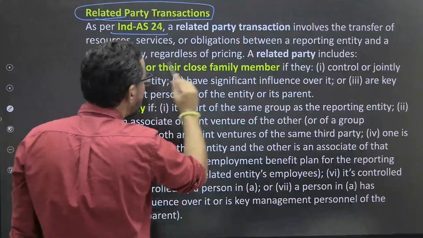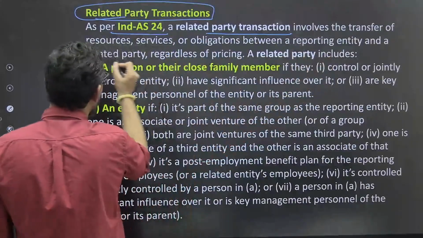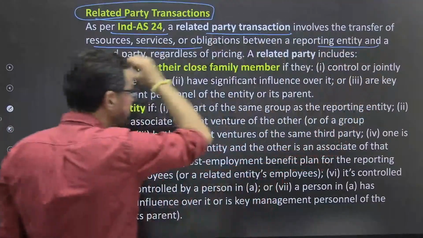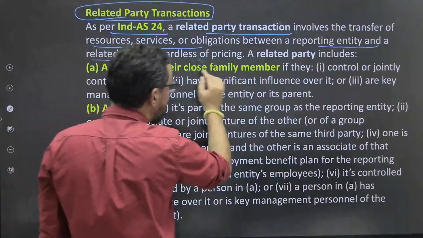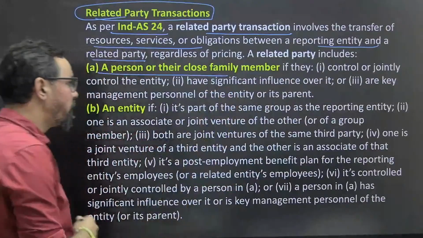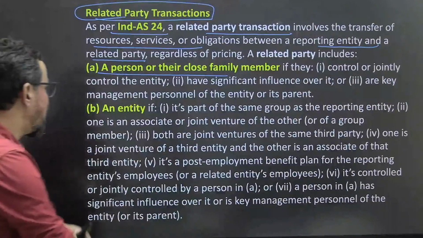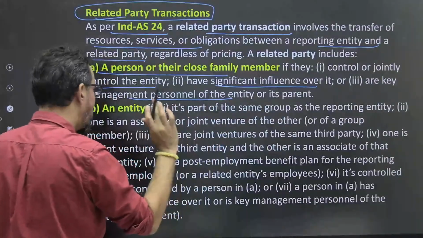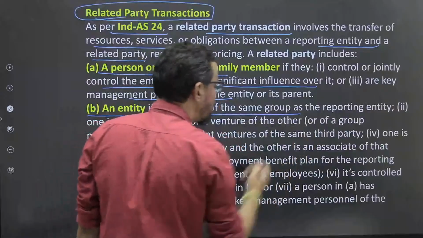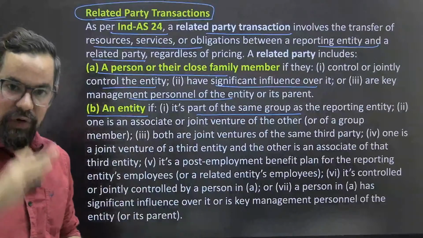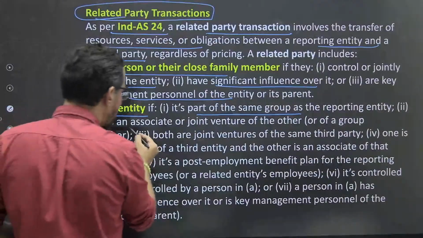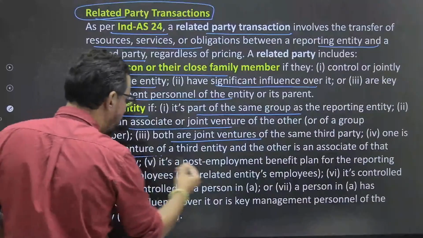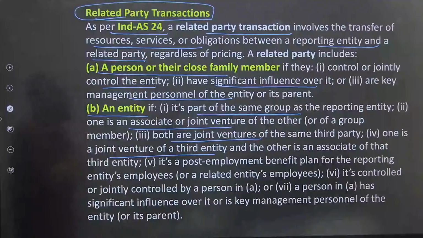Indian Accounting Standard 24: a related party transaction involves the transfer of resources, services and obligations between a reporting entity and a related party. It can be holding versus subsidiary or holding versus associate, regardless of the pricing. A related party includes a person or their close family members who control or jointly control the entity, have significant influence over it, or are key management personnel of the entity or its parent. Same entity: it is part of the same group as the reporting entity, like holding versus associate or subsidiary. One is an associate or joint venture of the other. Both are joint ventures of some third party. One is a joint venture of a third entity, and the other is an associate of the third party.